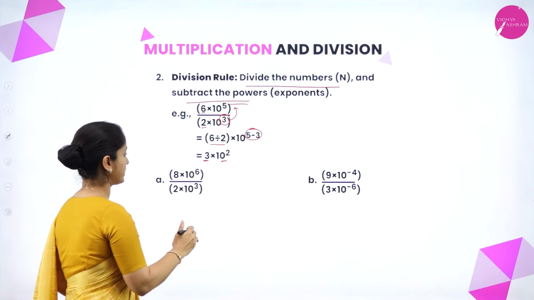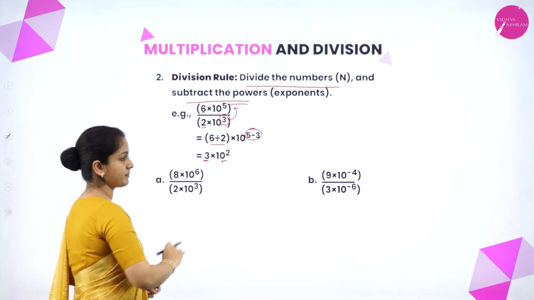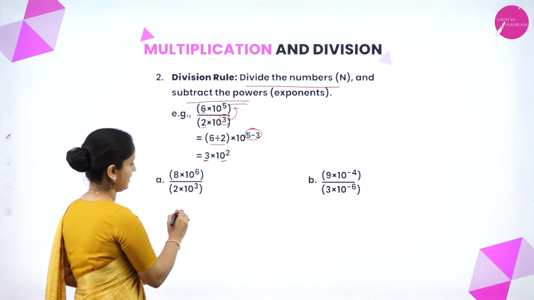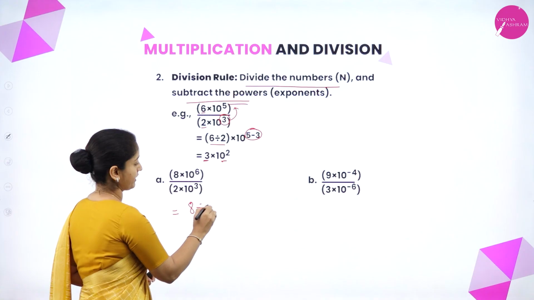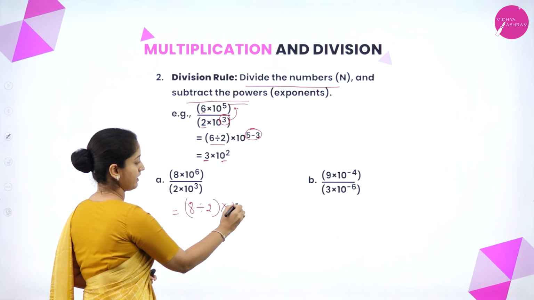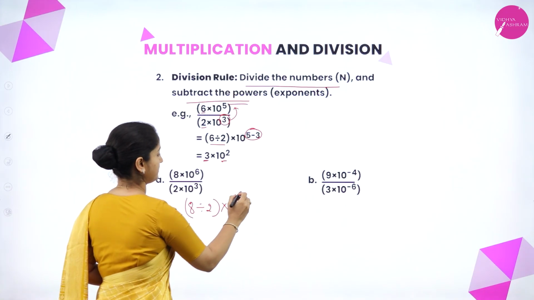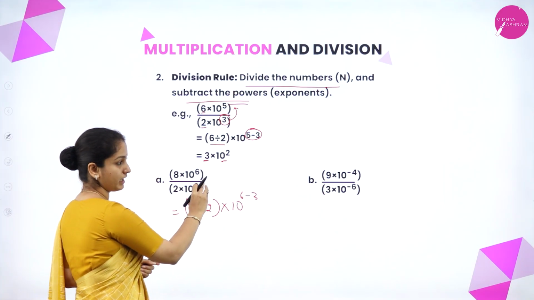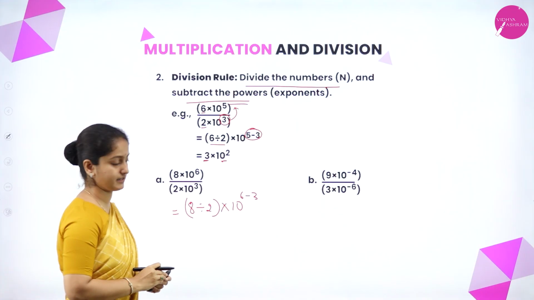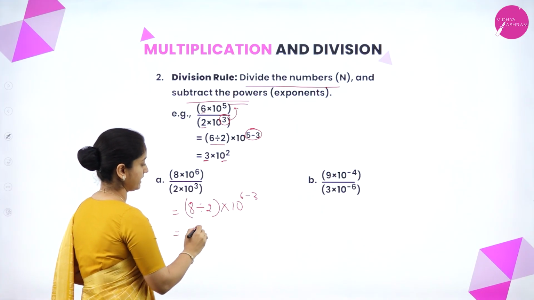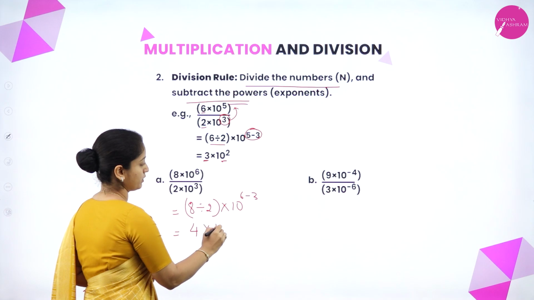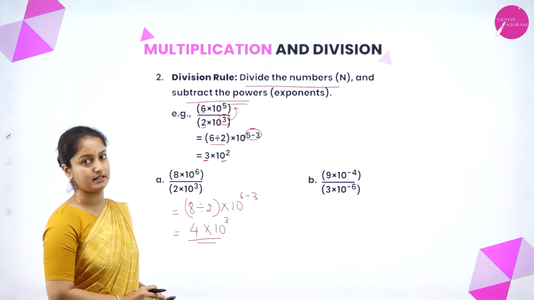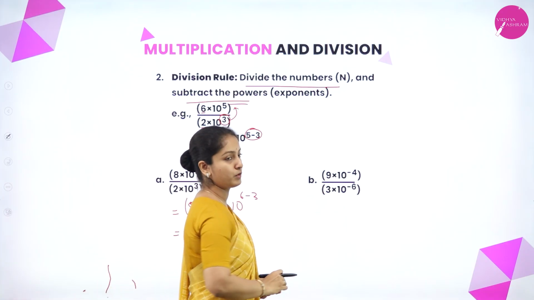But we'll try some more examples. See, 8 into 10 power 6 divided by 2 into 10 power 3. How do we do it? So it is 8 divided by 2 into 10 to the power 6 minus 3. This 3 in the denominator has been taken to the numerator. 8 divided by 2 is 4 into 10 power 3. 6 minus 3 is 3. That is how the result comes. Then we'll try some more examples.